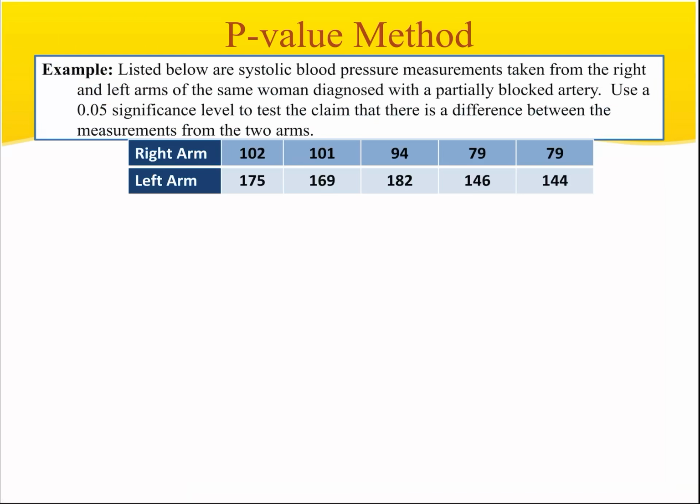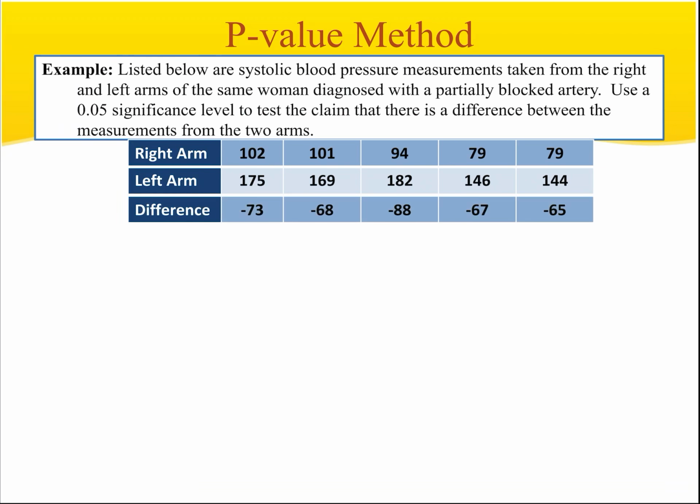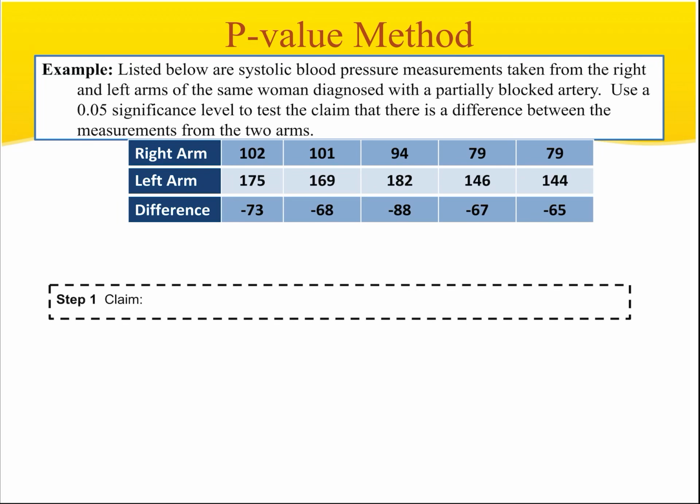So let's go back to our example. So let's say for the first pair, the right arm is 102, but the left arm was 175. The right arm in the second one was 101, and the left arm is 169. So one thing that you need to find when we're doing matched pairs is their difference. So we'll do 102 minus 175 and get negative 73 for the first difference. 101 minus 169 and get negative 68 for the second difference.